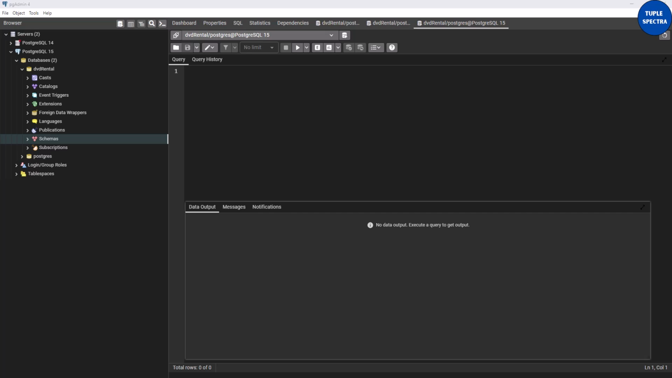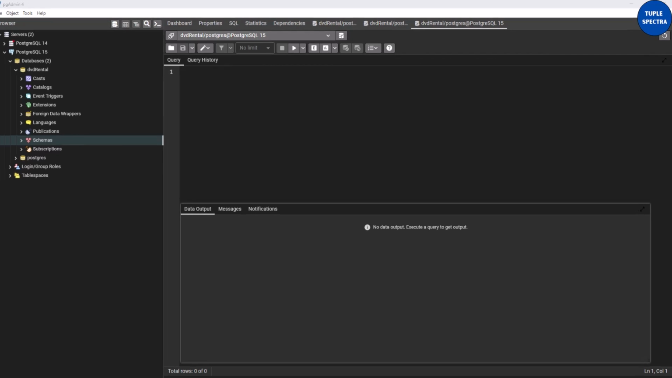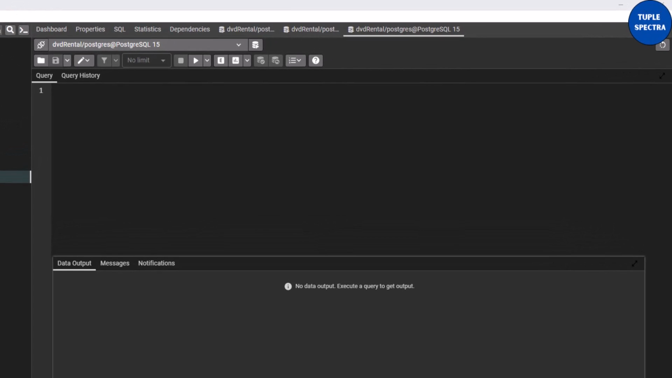Hello everyone. Today we are going to be looking at the LIKE operator. We are also going to spend some time on the ILIKE operator and also the NOT LIKE operator.